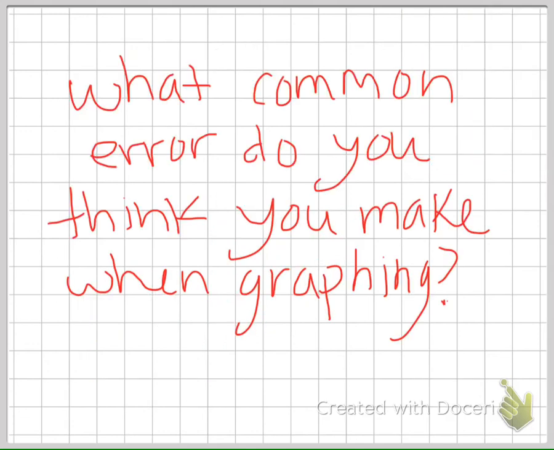Okay, so what common error do you think you make when you're graphing? And I want you to write your answer on your paper.